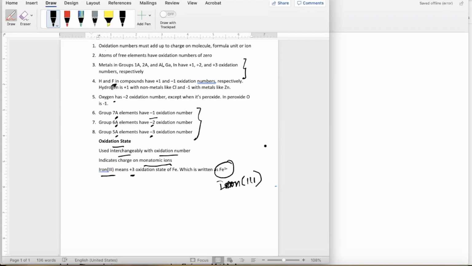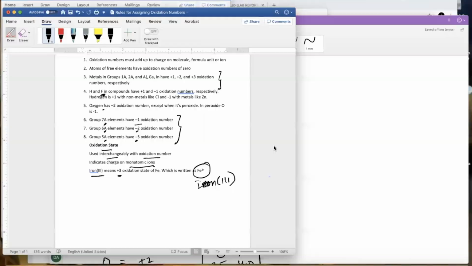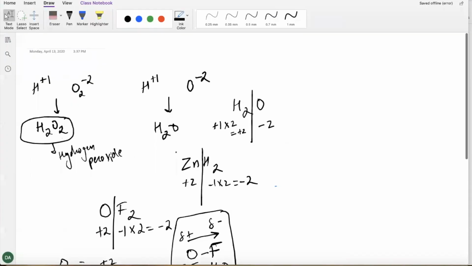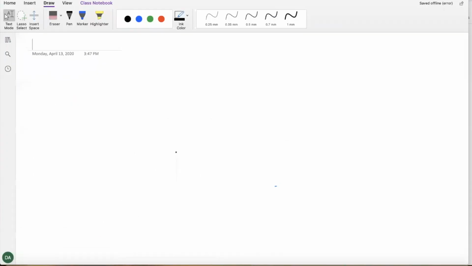Right. Questions here, guys? No. No? Okay. Now, guys, let's look at the redox reactions themselves. So redox reaction, basically, what do you think, guys, the word redox comes from?